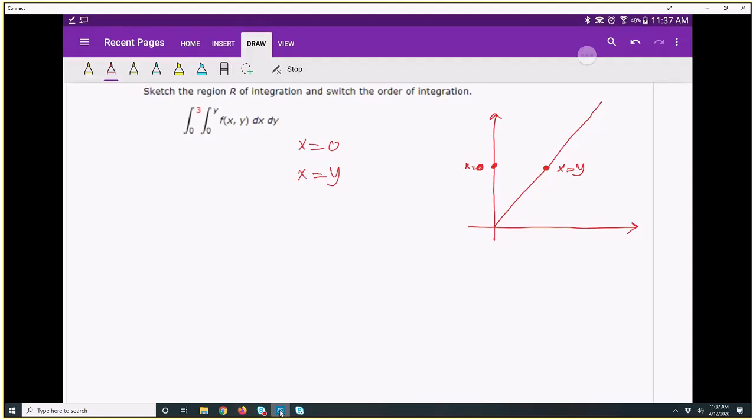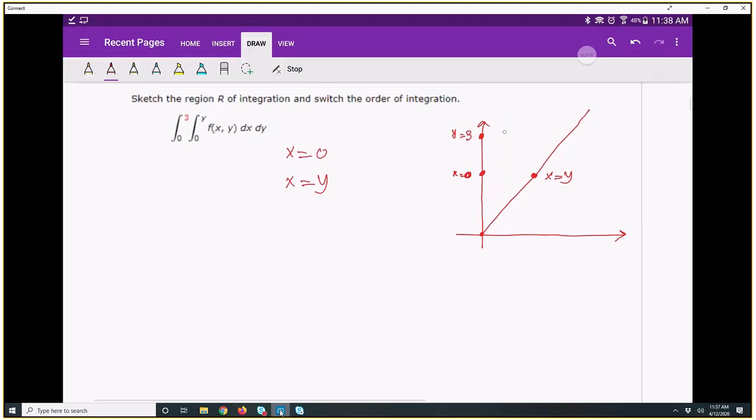Whereas the limits of y are 0 to 3. So my y starts at 0 and goes all the way to 3. So let's say this is 3 here. So this is y equal to 3. And I bound that region. So this is the region R over which I'm trying to integrate my function. So this is the R. So I've drawn the picture.